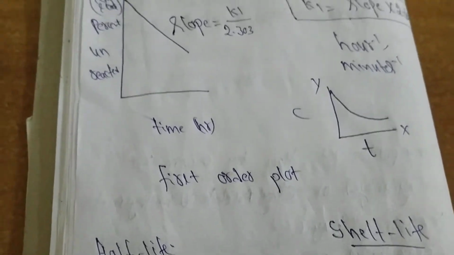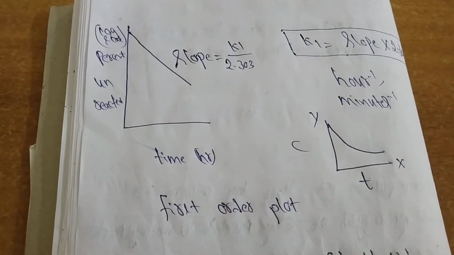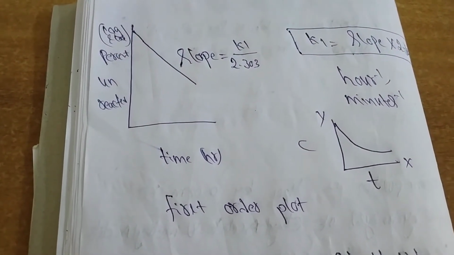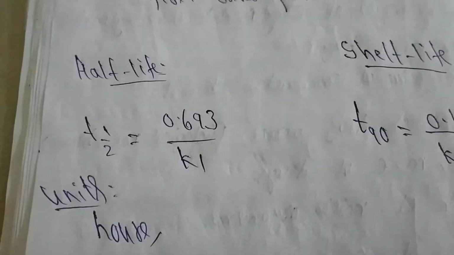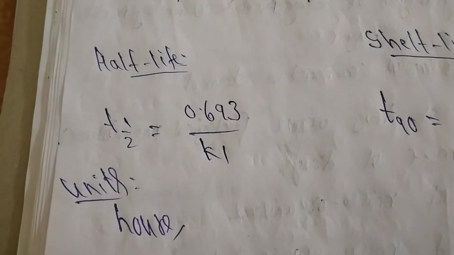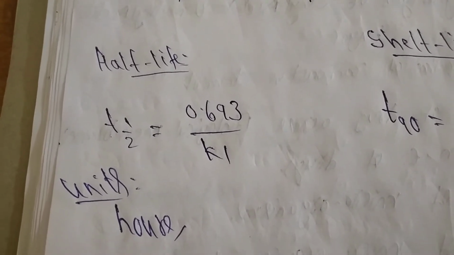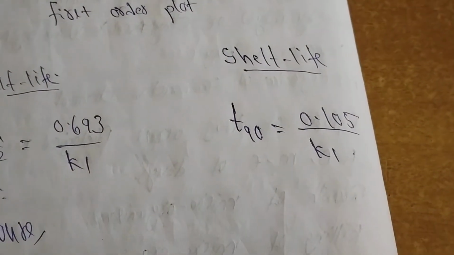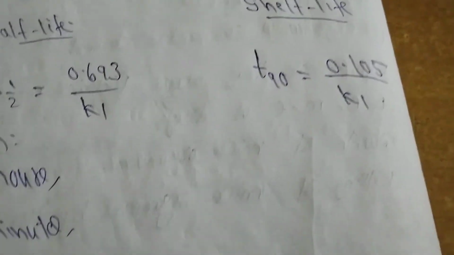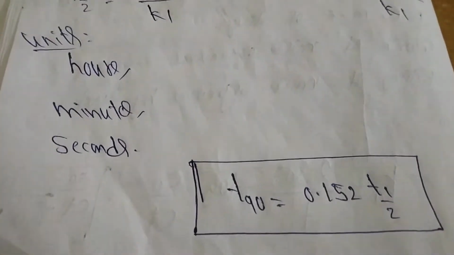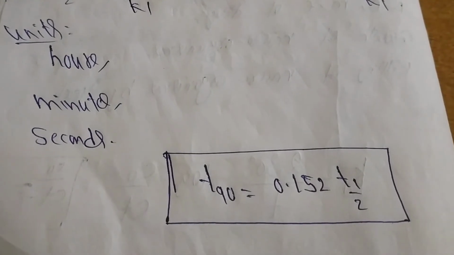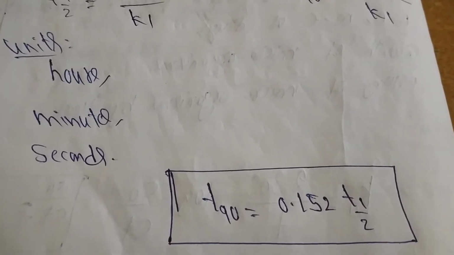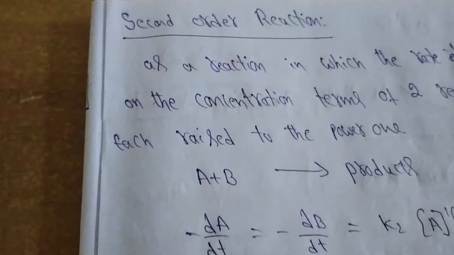Next, this is the first order plot. Plot a graph of time in hours versus log percentage unreacted on the y-axis. Half life for first order is t half is equal to 0.693 by k1. Units for half life are hours, minutes and seconds. Shelf life is equal to 0.105 by k1. The relationship between half life and shelf life for first order is t90 is equal to 0.152 into t half. This is first order rate constant.